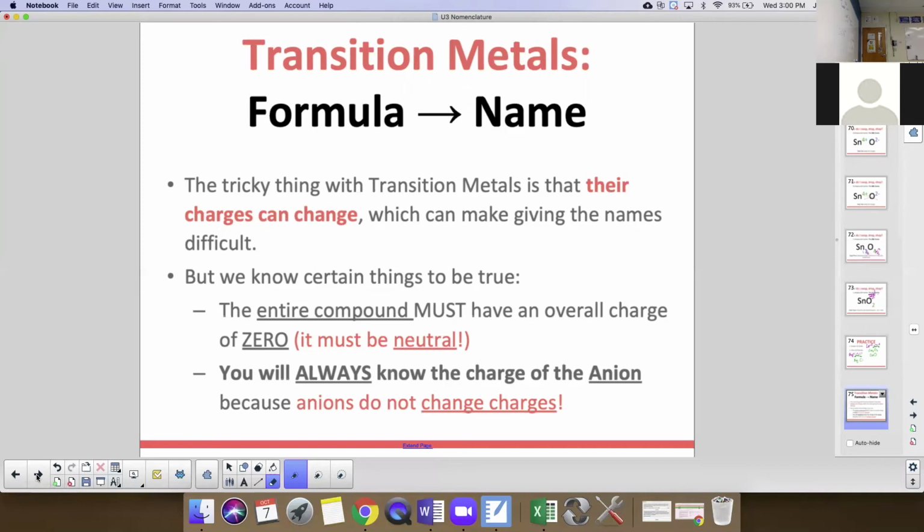So charges change, since we know the overall compound must be neutral, right? I have a cation and an anion. And the amount of positivity in order to be neutral needs to equal the amount of negativity, yes. So that way we can always calculate the charge of our cation.